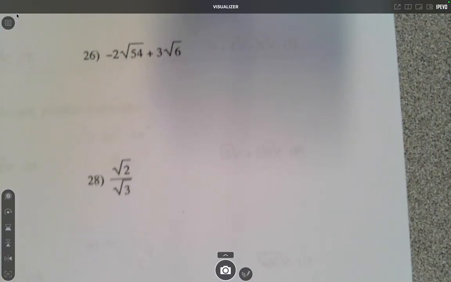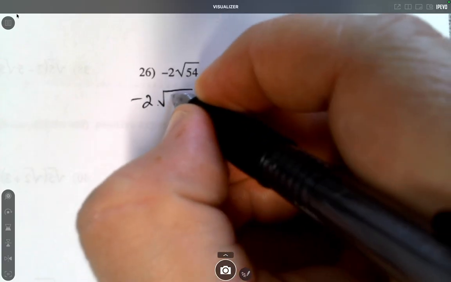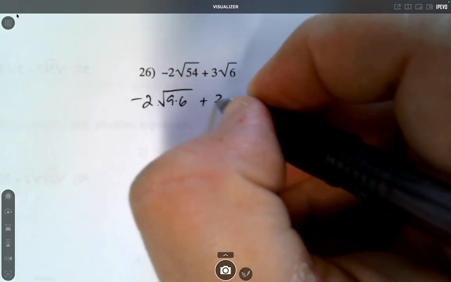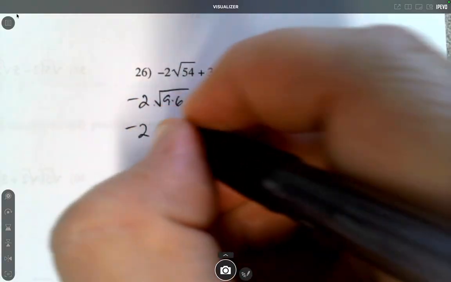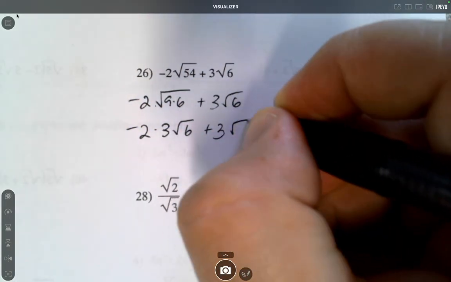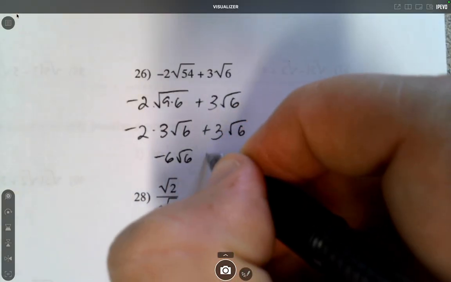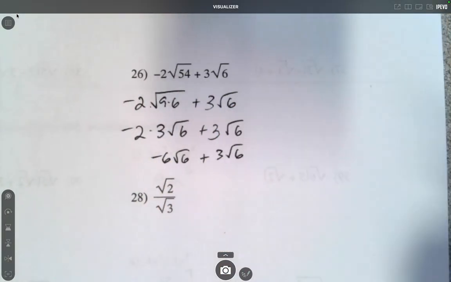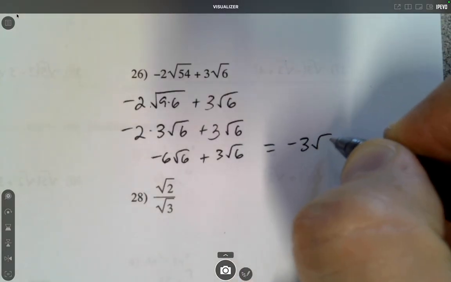Okay, this one's very similar. 54 becomes 9 times 6. We can't break down 6 any farther. Square root of 9 is 3. Negative 2 times 3 is negative 6. Negative 6 plus 3 is negative 3 square root of 6.